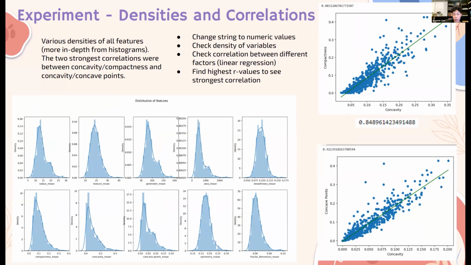We also found correlations between different variables using linear regression, where we saw that the strongest 2 correlations were between concavity and compactness, which had an R value of 0.88, and concavity and concave points, which had an R value of 0.92.